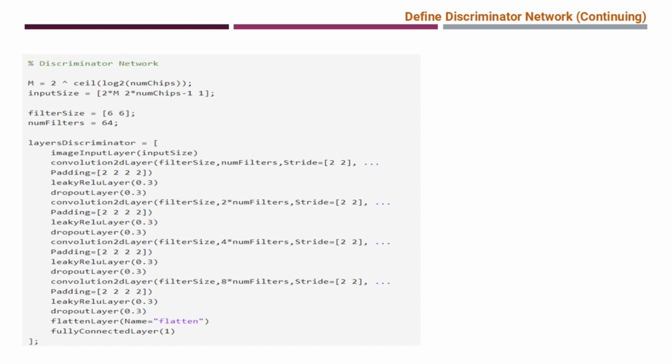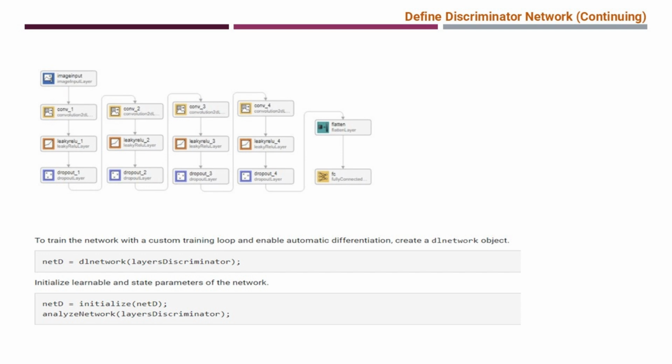Discriminator network code snippet is as shown here. This has CNN network layers and its attributes. CNN network flow diagram is given as shown here. To train the network with a custom training loop and enable automatic differentiation, create a DL network object as shown below. Then initialize learnable and state parameters of the network as shown here.